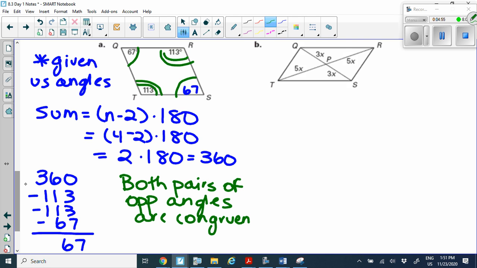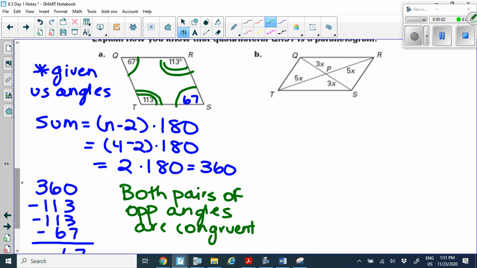Okay, let's look at B here. So let's figure out how we can show that this quadrilateral is a parallelogram. So notice what they present on the picture. They present to us diagonals. So that's what we have to think about, the diagonals.